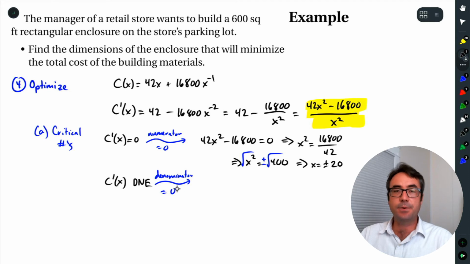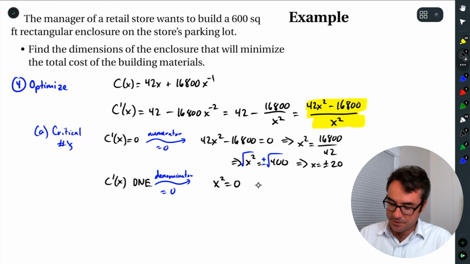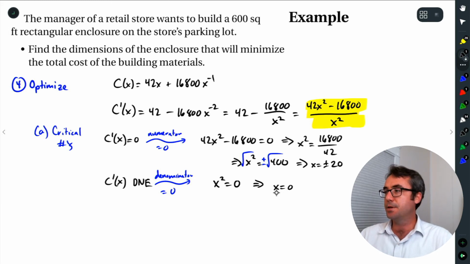But we also want to look at where the derivative is undefined. So we're going to take our denominator, which is x squared, and set that equal to 0. If we solve that, that gives us a solution as well. That gives us x equal to 0. So right now, it looks like we found 3 potential critical numbers: positive 20, minus 20, and 0.